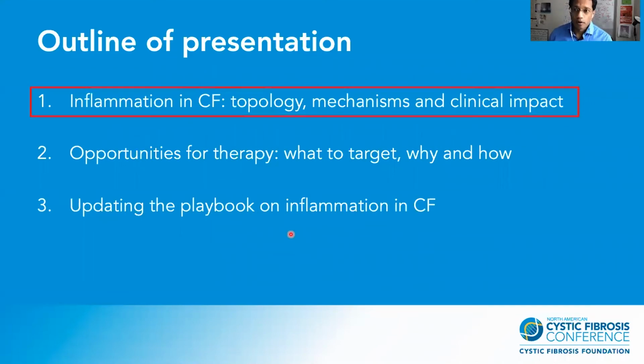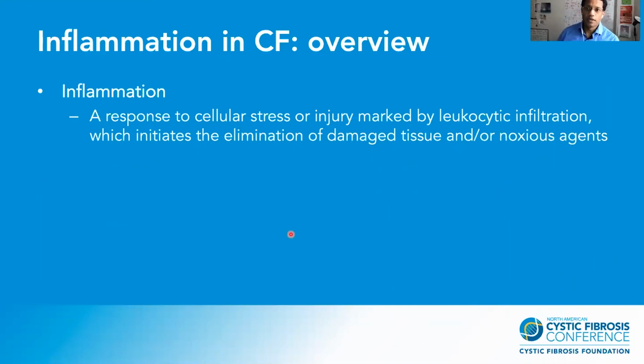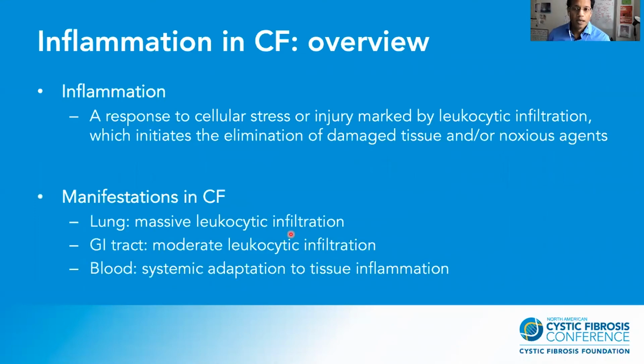So let's start with the introduction on inflammation in CF. Inflammation is defined as a response to severe stress or injury that's marked by leukocytic infiltration into a tissue, and that initiates the elimination of the stress, which could be sterile damage to the tissue or damage due to agents like bacteria or viruses. In CF, the stress is really coming from dysfunction of the CFTR, which leads to problems with the function of exocrine organs.